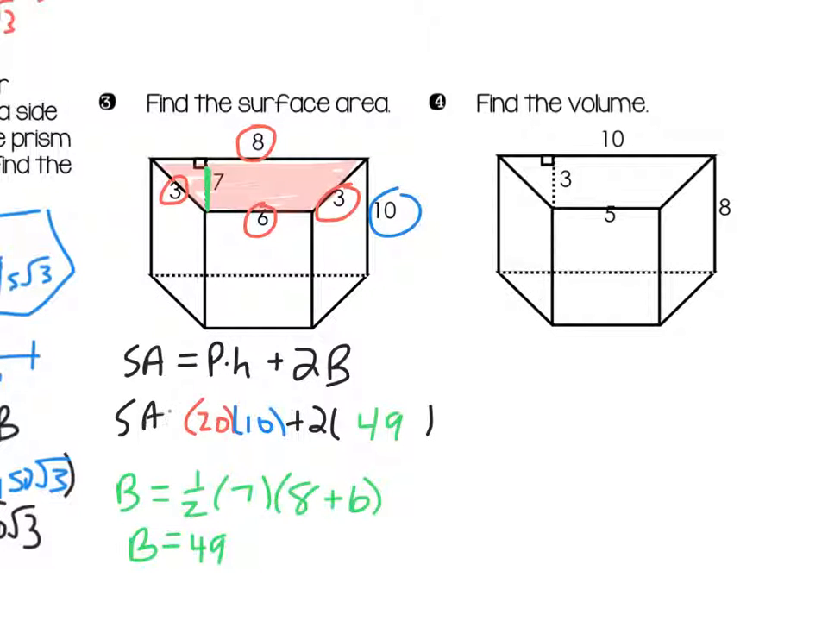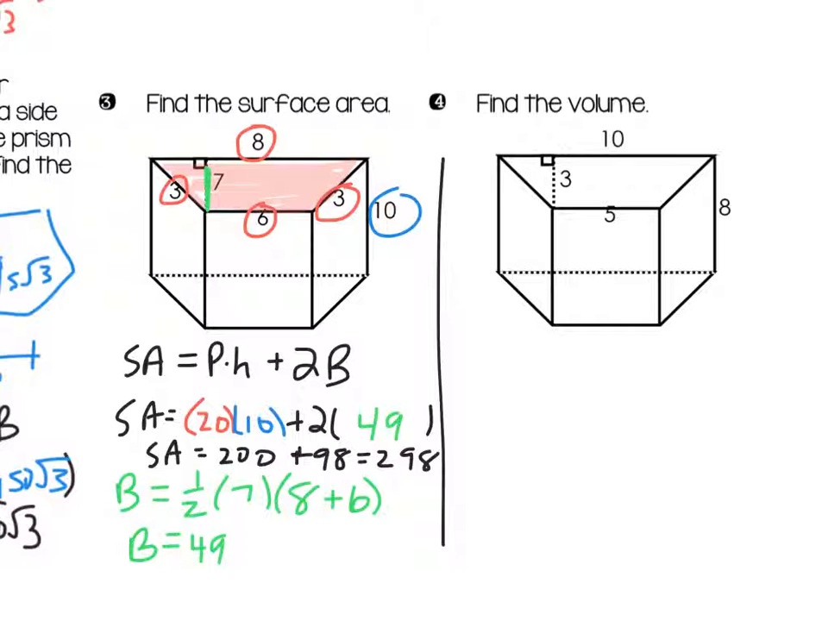So when I multiply, I get that 200 plus 98, so 298.